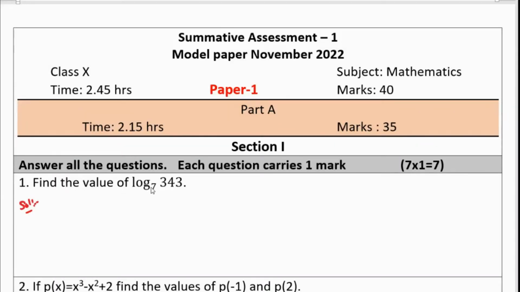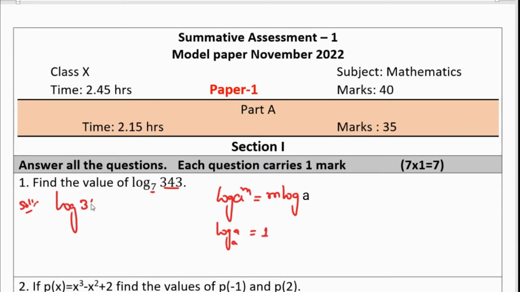Solution. First question, find the value of log 343 base 7. To find log 343 base 7, we have to know the formulas first. Log a to the power of m is nothing but m log a. Log a with base a is equal to 1. If you know these basic formulas, then we can do this problem easily, friends.